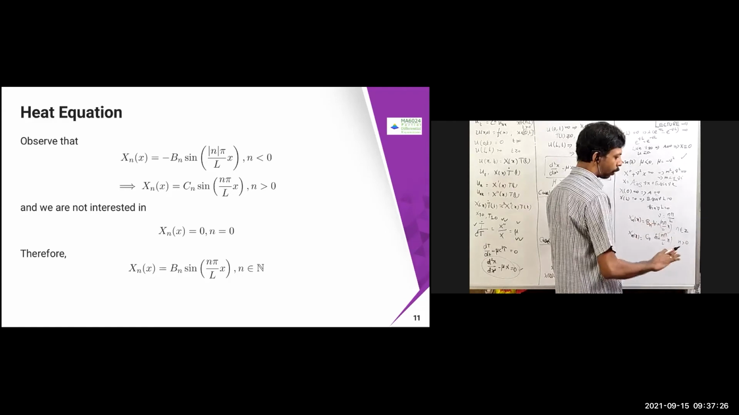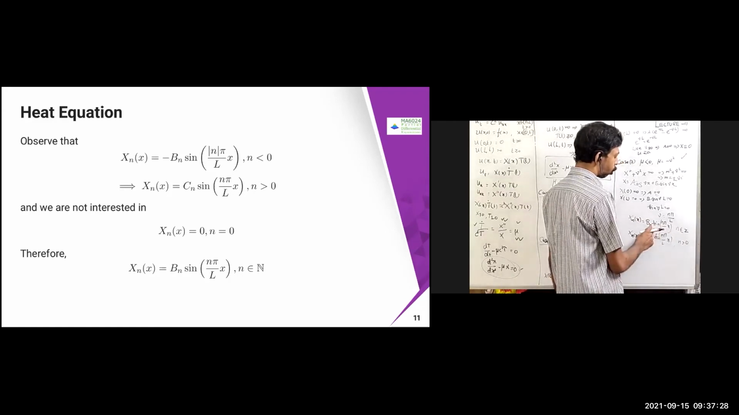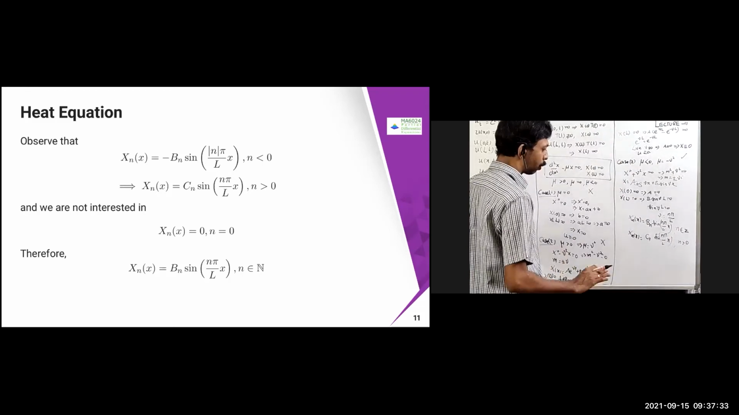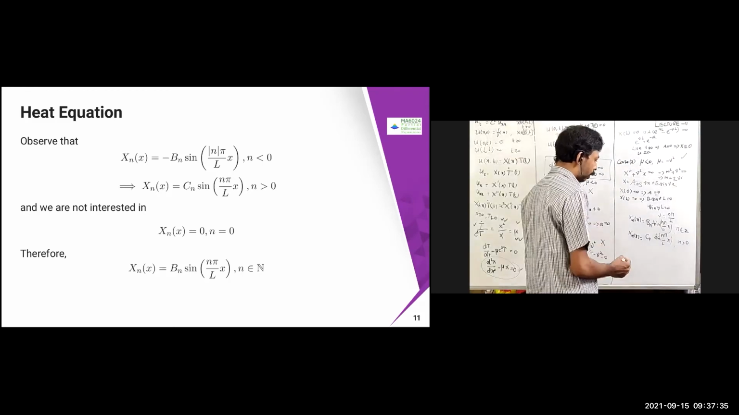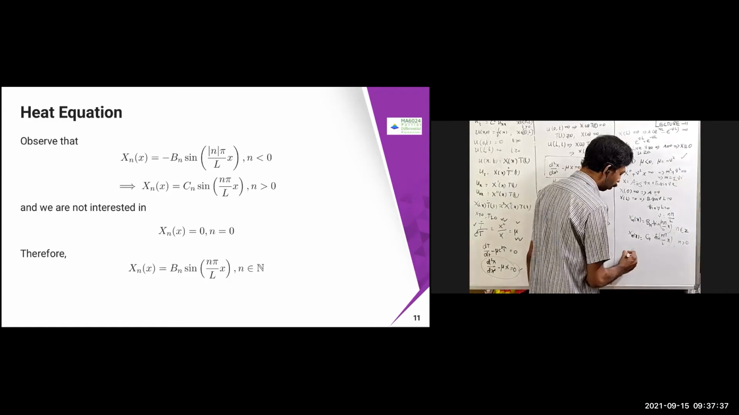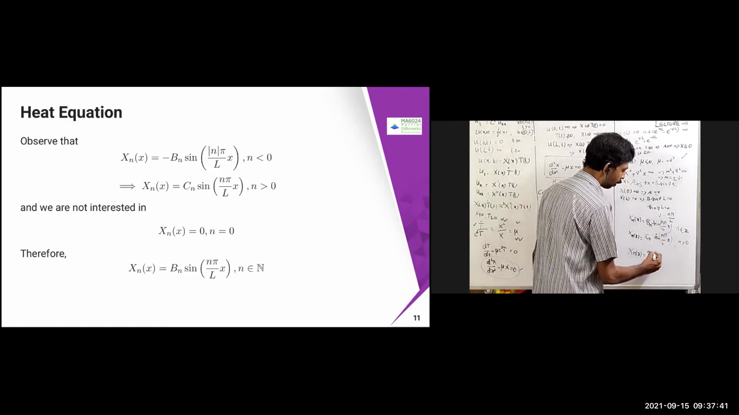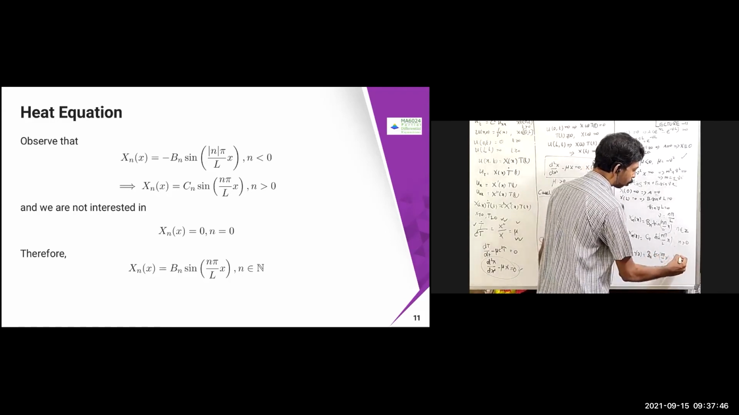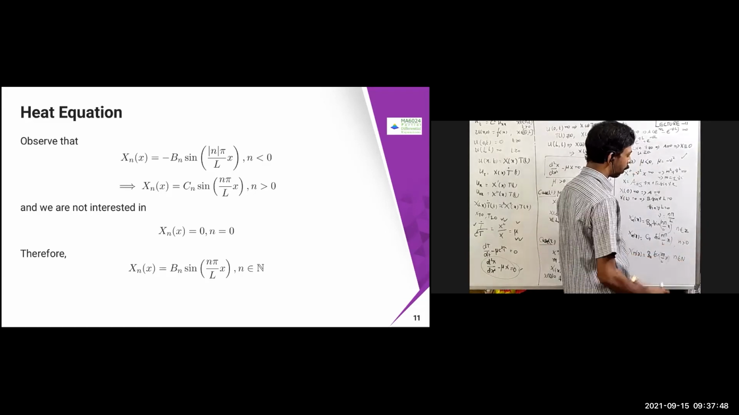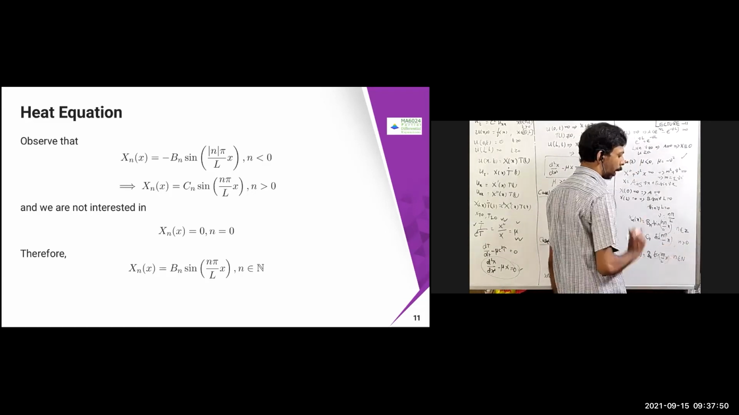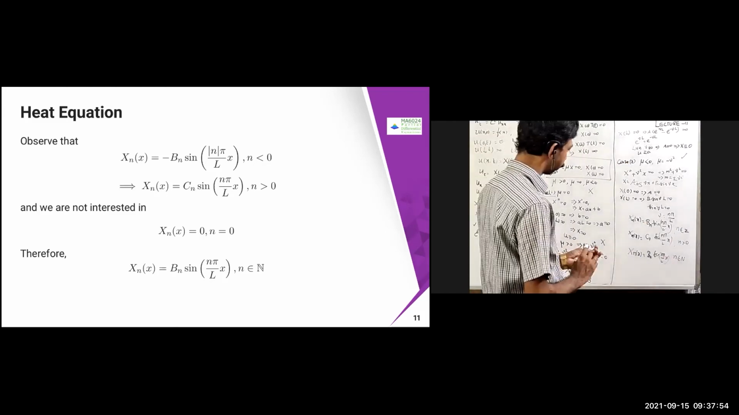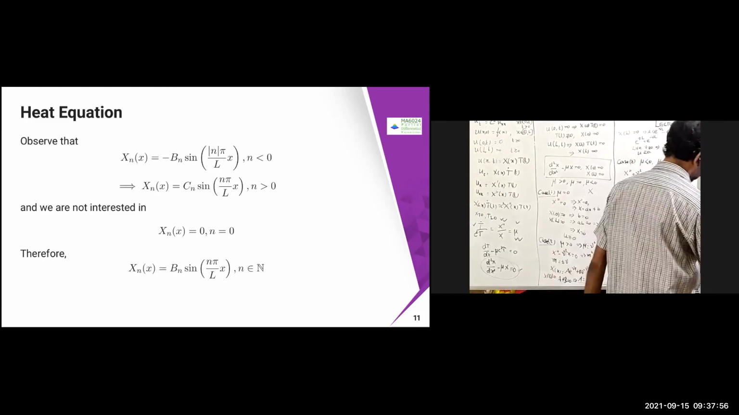N equal to 0 also I'm not interested, because n equal to 0 means xn of x is going to become 0. So that also I'm not interested. Therefore, I'm going to take only this problem: xn of x equal to bn into sine n pi by L into x, where n belongs to N only. So I restricted from n belongs to Z to n belongs to N only. So that part also got restricted.